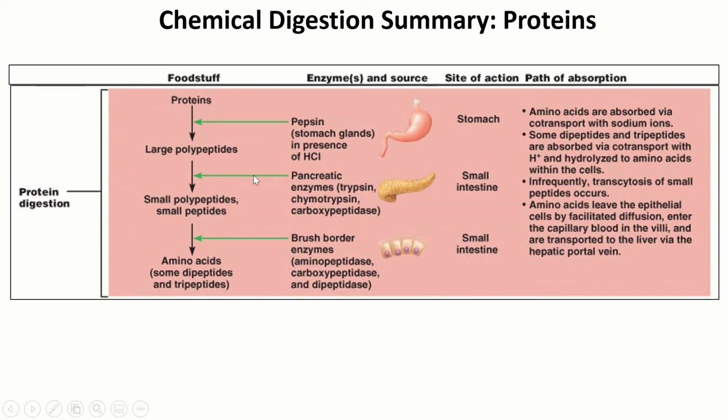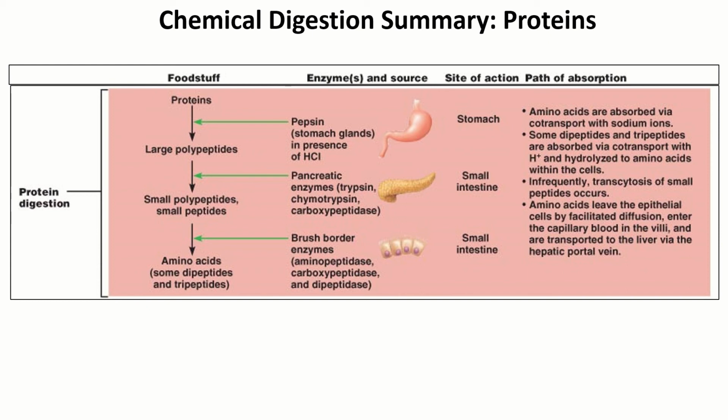And large polypeptides, long chains, are then cleaved into smaller polypeptides or even small peptides, very tiny fragments of 2 or 3 of these amino acids all together. And finally, at the very end of chemical digestion, you want these divided into amino acids for the most part. And amino acids are the individual building blocks for a protein, tiny monomers, if you will, that can be absorbed very easily across the small intestine.